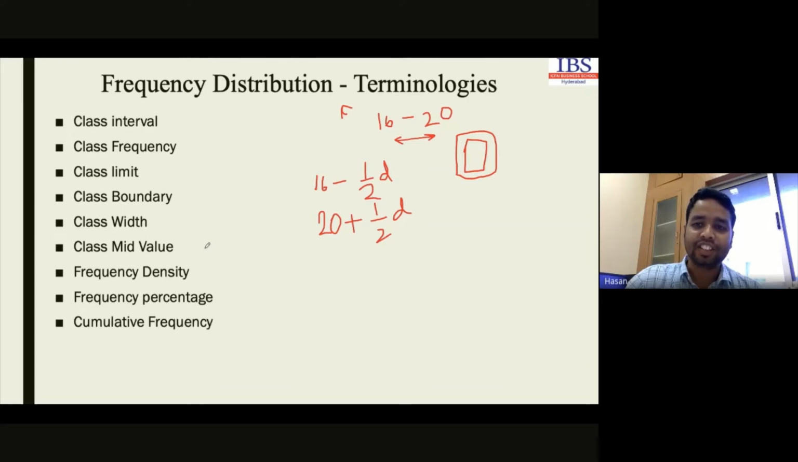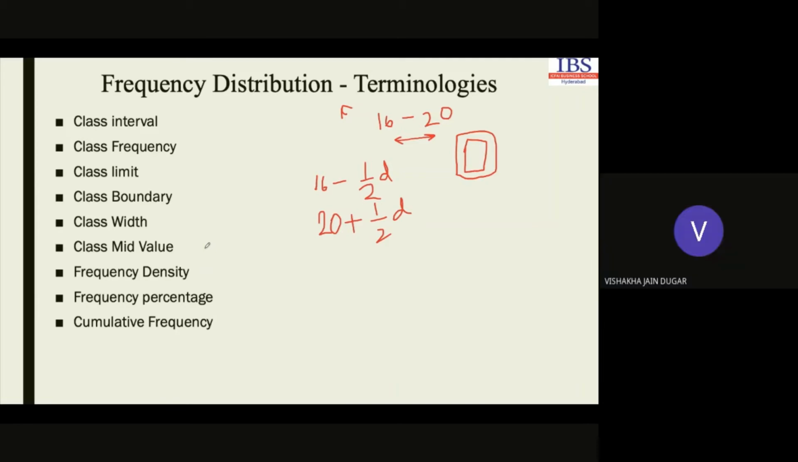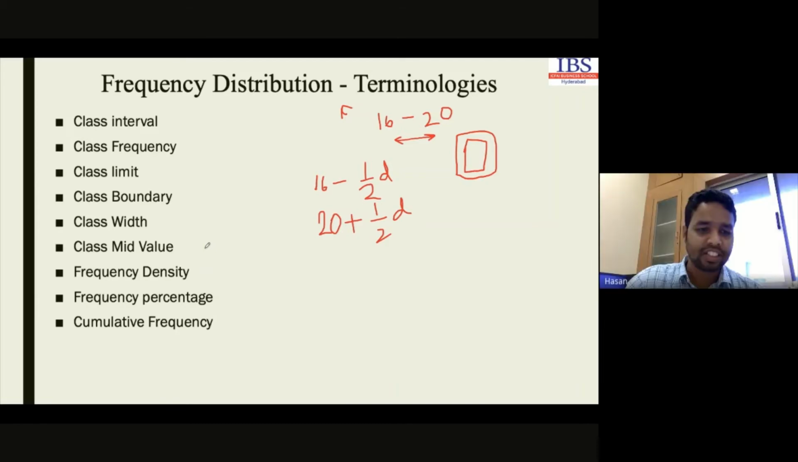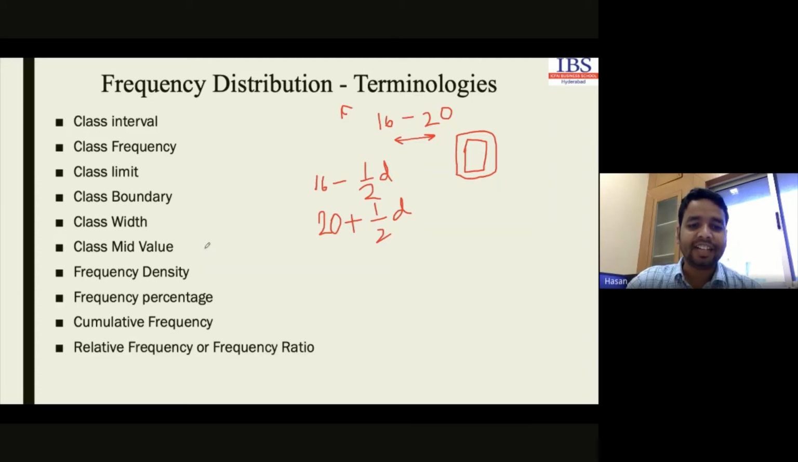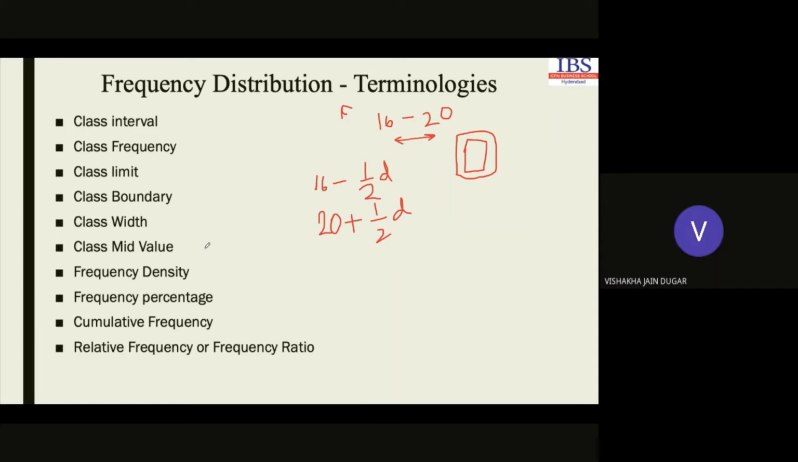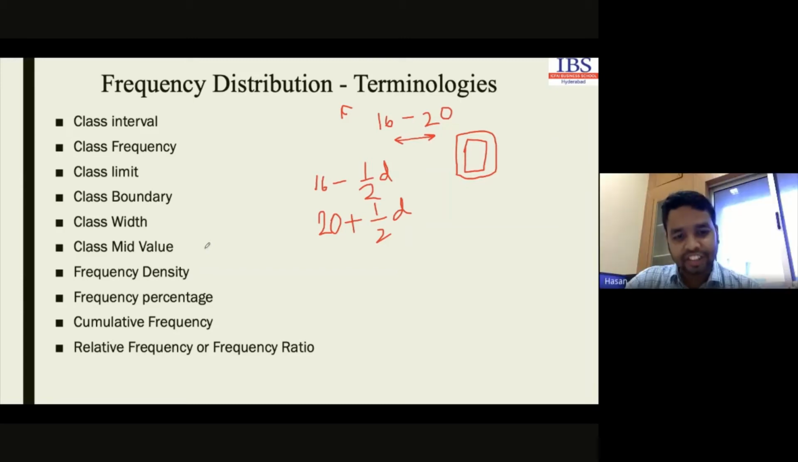Then cumulative frequency. We have already discussed two types of cumulative frequency: less than type and greater than type. Remember, less than and greater than. Then relative frequency or frequency ratio: class frequency divided by total frequency. Excellent. Very good.